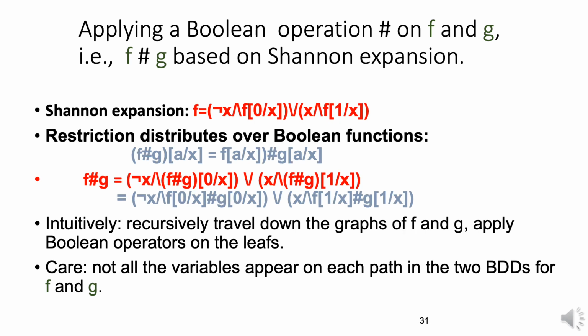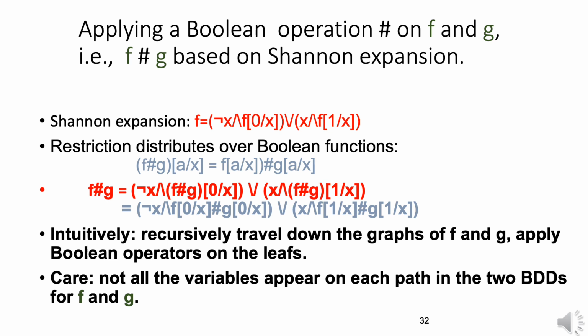Recall the Shannon expansion. It says that a function can be decomposed into two disjuncts, where the left part is obtained by restricting some variable to the value 0, and the right part is obtained by restricting it to 1. In addition, we know that restrictions distribute over Boolean functions.